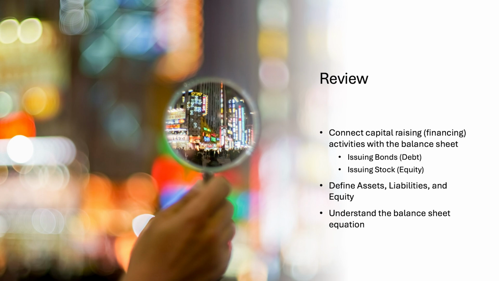To summarize, we've learned how assets are represented on the balance sheet along with type of financing, debt or equity, used to finance those assets. We've defined assets as valuable resources, liabilities as obligations owed, and equity as the owner's residual interest. We've applied the balance sheet equation, assets equal equity plus liabilities, to solve real-world problems. These concepts form the foundation of financial accounting and help you understand any organization's financial position.